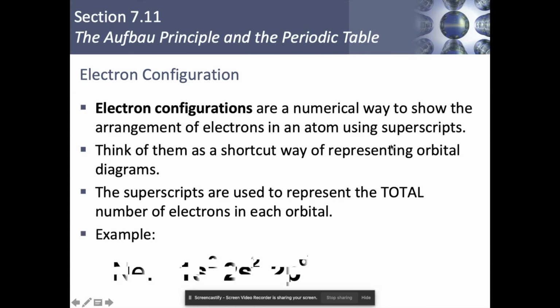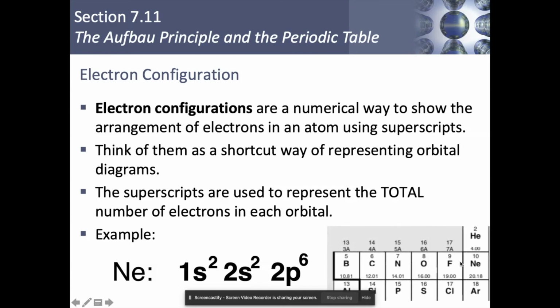So here's a good example. Neon has 10 electrons. The way that we would write this would be 1s squared, which you say as 1s2; 2s squared, that's 2s2; and 2p, and you wouldn't say "to the 6," the way we actually would say it is 2p6. So the electron configuration for neon would be 1s2, 2s2, 2p6.